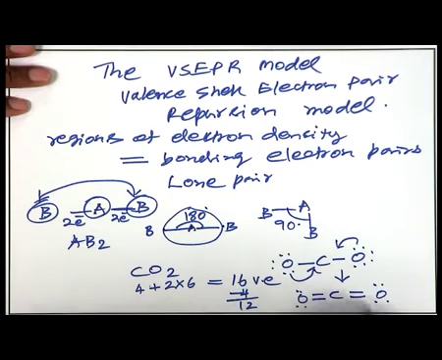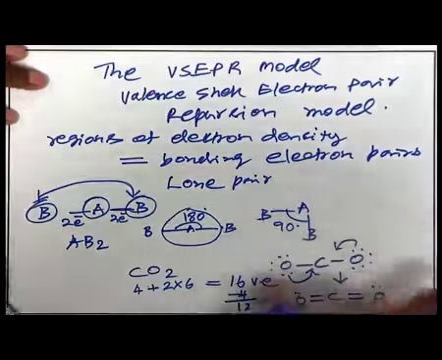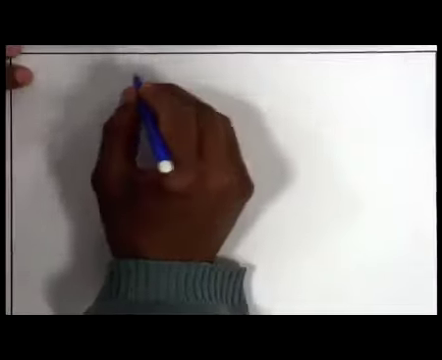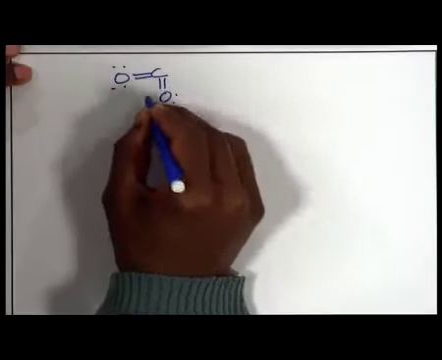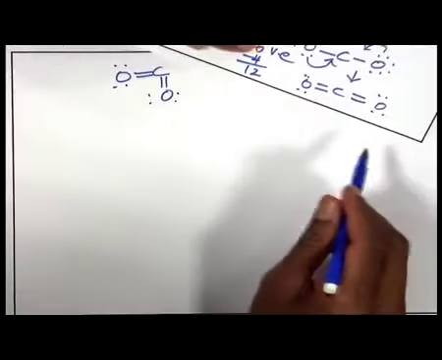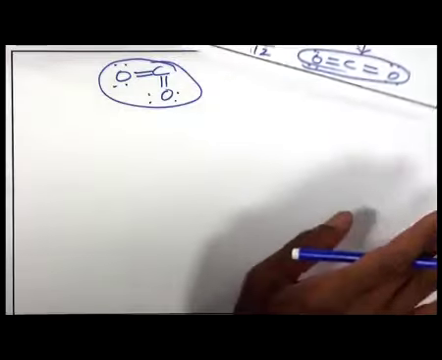Now the octet of electrons is achieved by the central atom, because it has 2, 2, 2, 2 electrons, so there are 8 electrons here, here also 8 electrons, and here also 8 electrons. So the octet structure is complete. You can also write the structure for carbon dioxide in this other way. Both structures are correct as far as the Lewis dot structure is concerned.